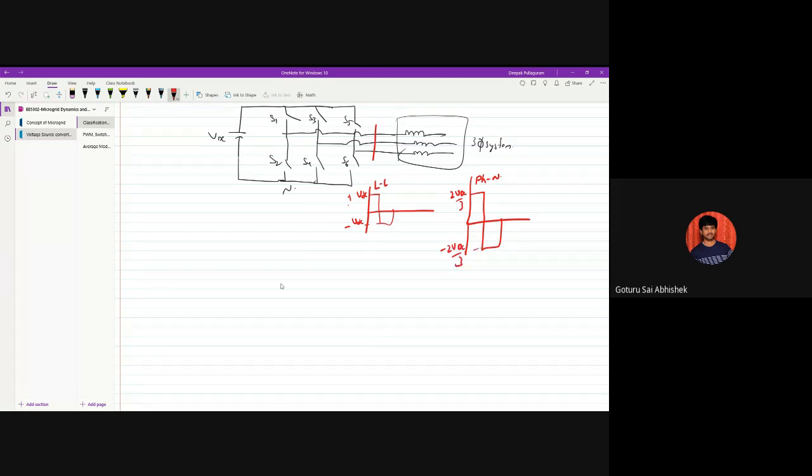Okay. Yeah, more or less it comes out the same, but I think the phase voltage should come out more or less as 2 VDC by 3.